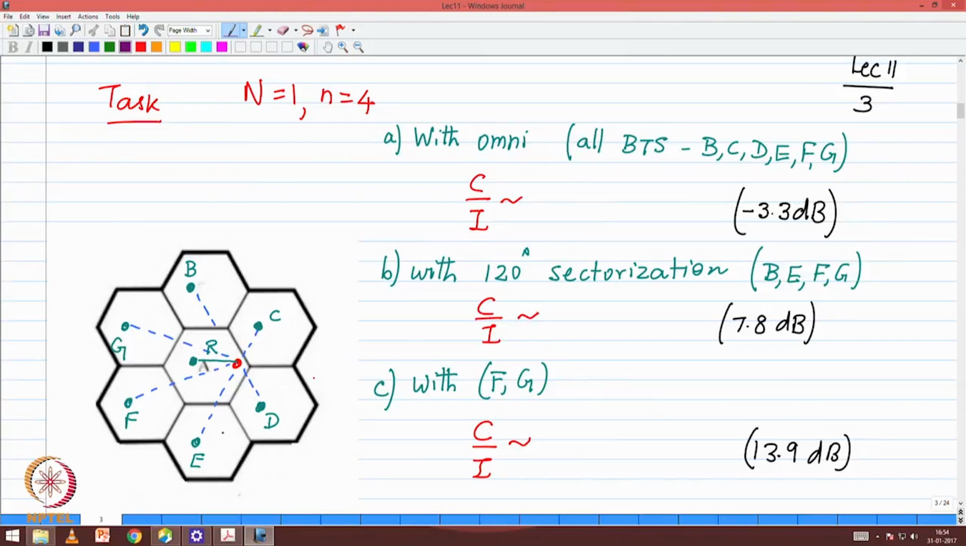Assume that all the base stations are in the centers, and this red dot is at the vertex of that hexagon. So basically you have to compute the distances from each of the interfering base stations. Now let's take the first case.